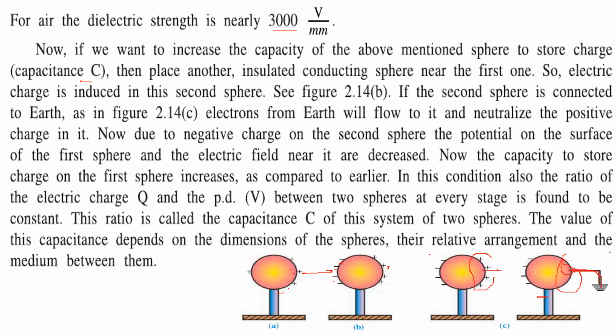In this scenario, the ratio of the electric charge Q and the potential difference between these two spheres will always be constant at every stage. This ratio is called the capacitance of this system of two spheres. The ratio Q by V, the capacitance of these two spheres, will always remain the same. This capacitance also depends on the dimensions of these spheres, their relative arrangement, and the medium between them.